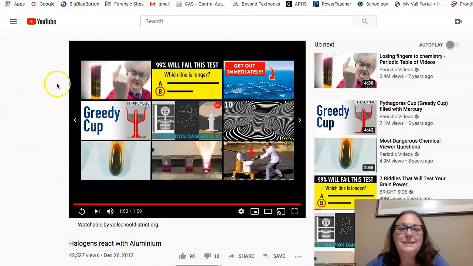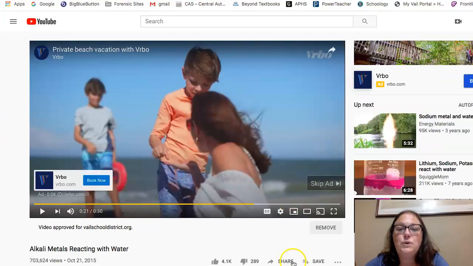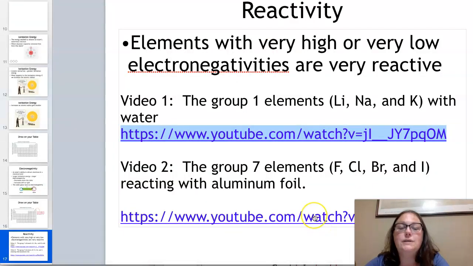All right, so as you can see, exactly the opposite trend for this. As we go up the periodic table towards elements that are more electronegative, they become more reactive. So this is periodic trends in a nutshell.